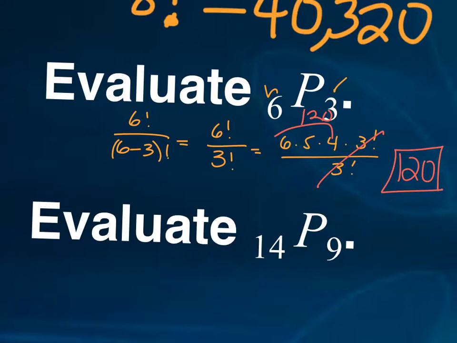So it's even easier when they give you the notation. There's no guesswork, okay? The P stands for permutation. The bigger number, which is always going to be on the left, is your N, and the one on the right is your R.